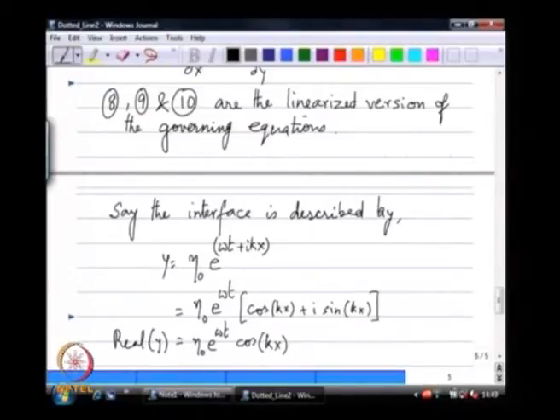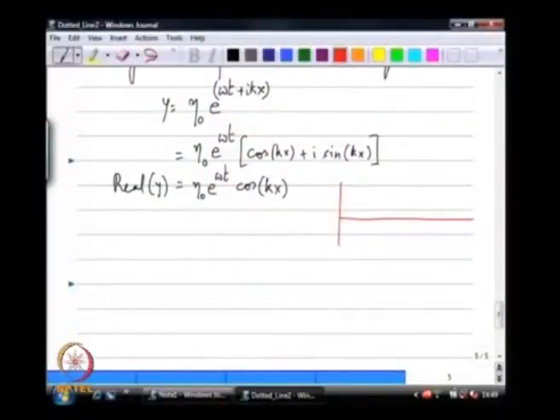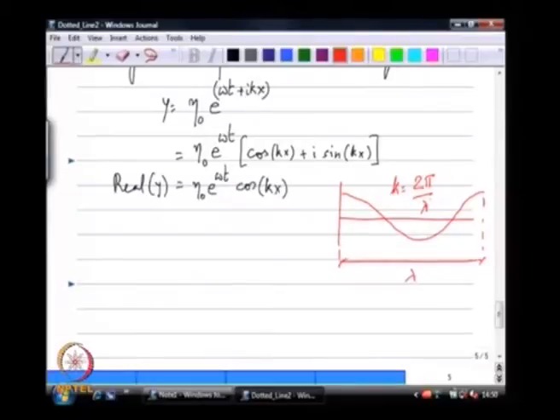So, I have allowed k, which is a wave number. We will see in just a moment what that is. Essentially, if lambda is the wavelength, then this can be written as eta_0 e power omega t cosine of 2 pi x over lambda.